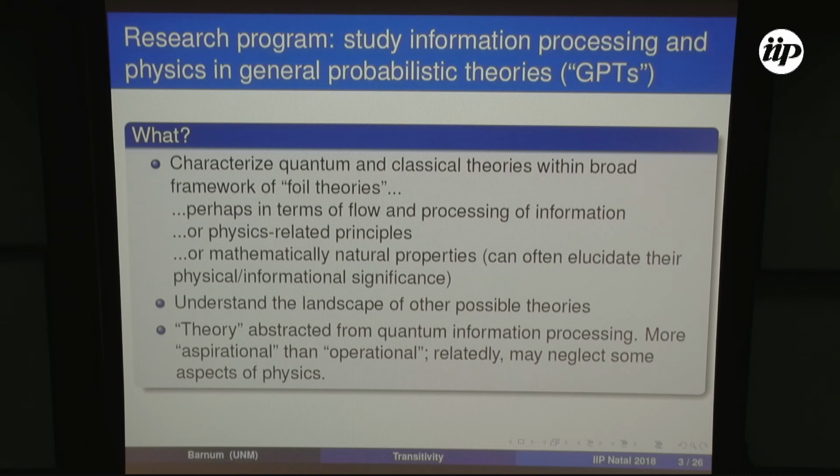And even though people sometimes criticize particular results as, oh, that's so mathematical and we don't understand the physical meaning of these assumptions, it often turns out that you can elucidate the physical or information processing meaning of mathematical assumptions. So when you see a mathematical derivation of, say, C-star algebra state space, like that by Alfsen and Shultz in the 70s, it's good to think about its physical significance. It's also interesting to understand, of course, the landscape of other possible theories, where quantum theory lies in it.